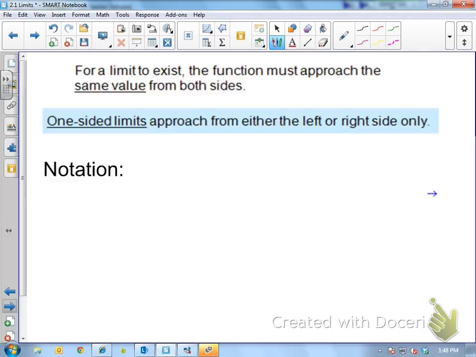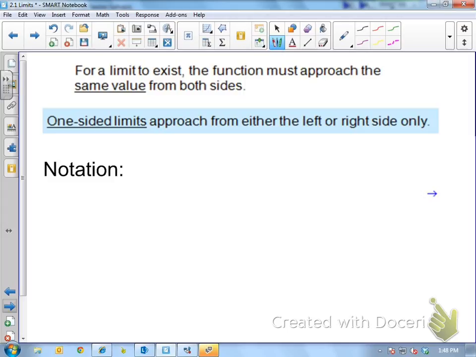So we've kind of have the general idea of what a one-sided limit is, and we've talked about for a limit to exist, it must approach the same value from both sides. But let's talk more about the notation and what we really mean by a one-sided limit. So when we talk about a one-sided limit, we focused on the graphs yesterday. We can either approach from the left or approach from the right, and we said, well, these have to match in order for us to have a limit.